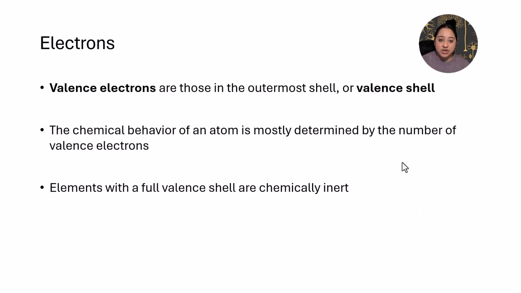So valence electrons are those in the outermost shell of whichever element you're focusing on. And the chemical behavior of an atom is mostly determined by the number of valence electrons. Elements with full valence shells are chemically inert, meaning they're not going to really interact with other stuff.